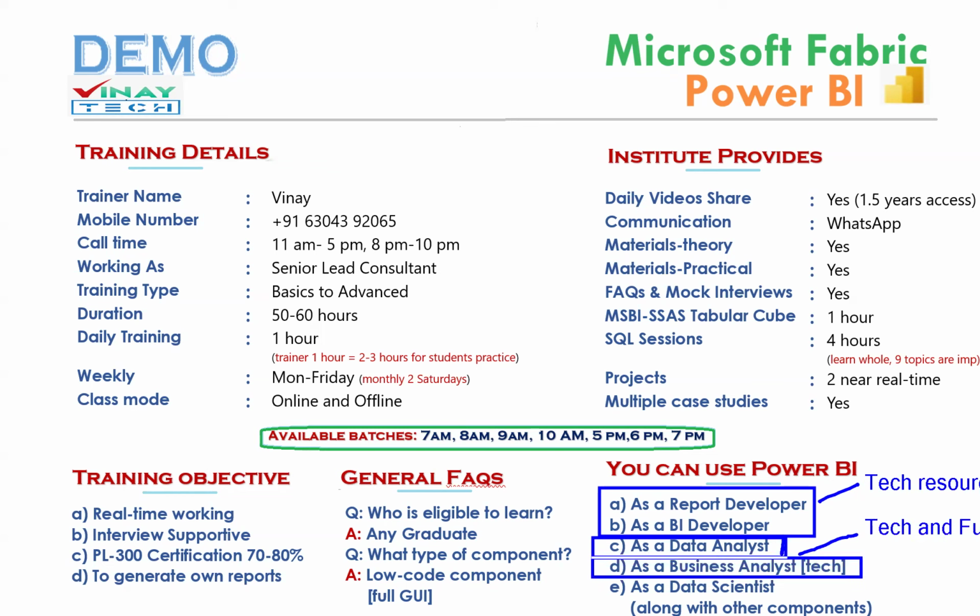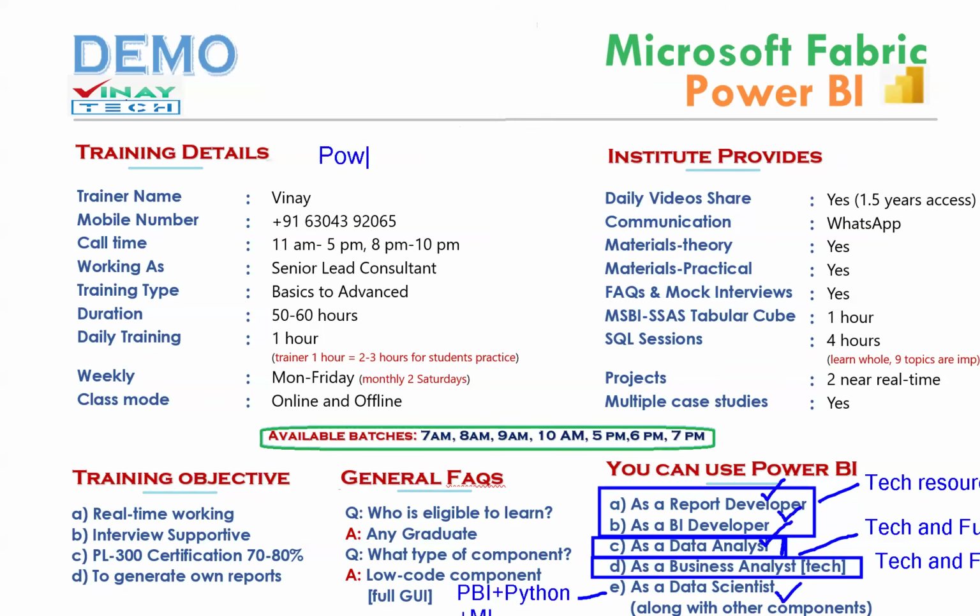And business analyst, technical. This is also a technical and functional role with domain knowledge. You can try as a data scientist as well. You have Power BI knowledge, and you can add Python, and you can add ML, PySpark, etc., and try as a scientist. Do not confuse. If you want to try as a report developer or BI developer, business analyst developer or analyst, then Power BI and SQL is sufficient.